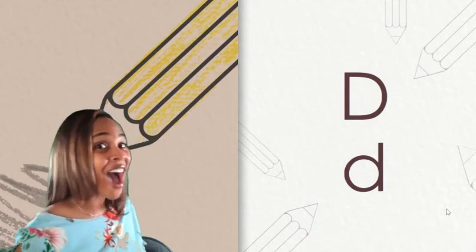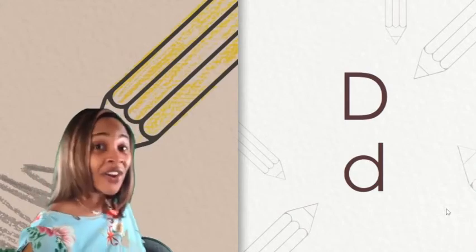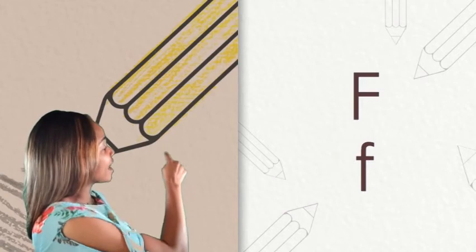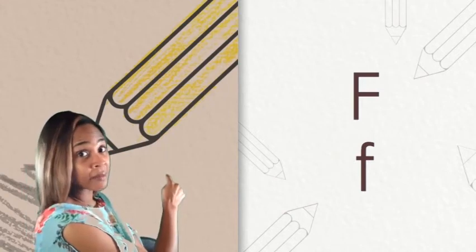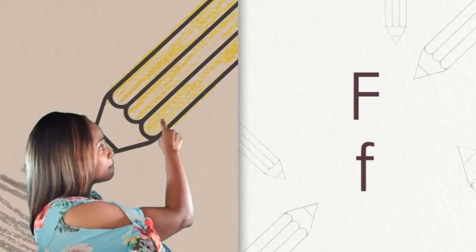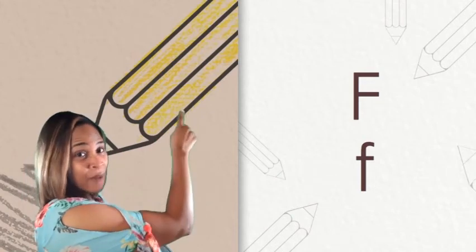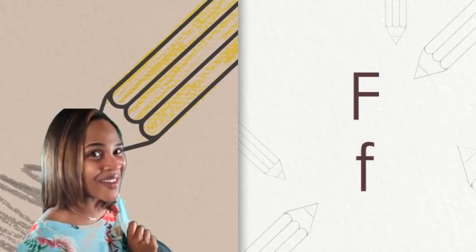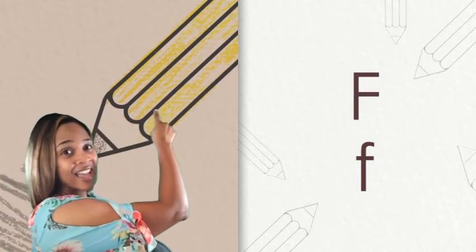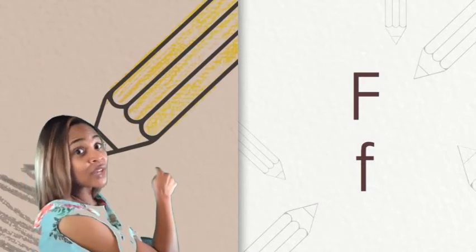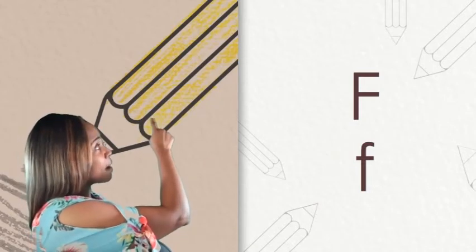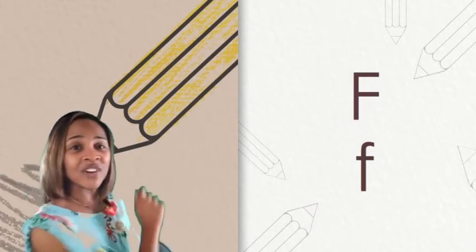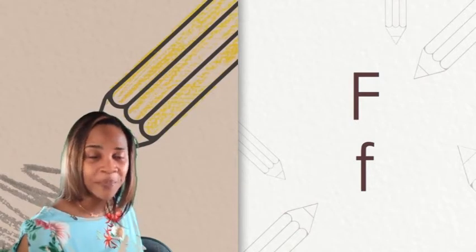Now let's try our uppercase F. Watch me first. Start at the headline. I drag all the way down to the bottom line, the foot line, come back up, make a short line across the top line, and another short line at the belly line. Try with me. Start at the headline, drag your finger down to the foot line, come back up, make a short line at the top on the headline, and then make another short line right there on the belly line.